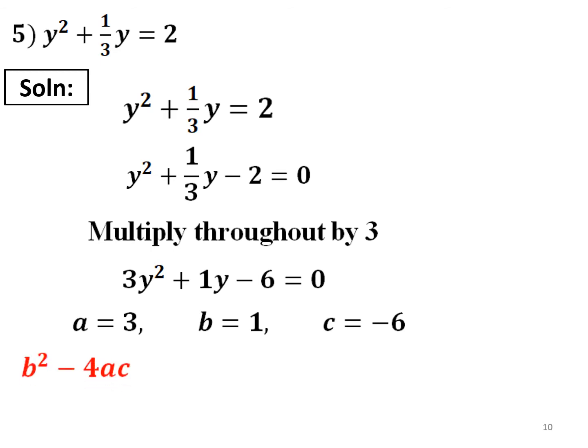Next step is finding b square minus 4ac, which is equal to 1 square minus 4 into 3 into minus 6. 1 square is 1, 4 3s is 12, minus 12 into minus 6 is plus 72. So 1 plus 72 is equal to 73.